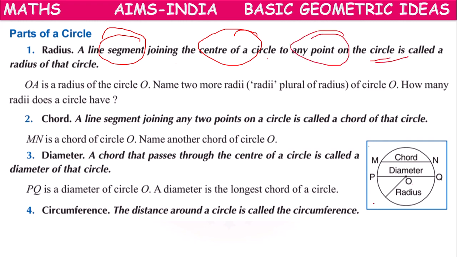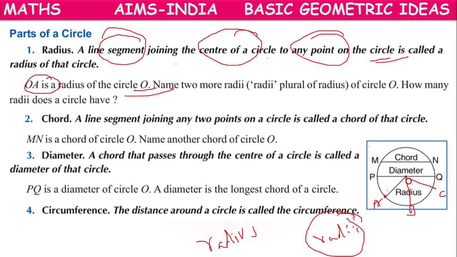If this point is A, then OA is a radius of the circle. Like this, OB is a radius, OC is a radius. Radius is a singular word; radii, R-A-D-I-I, is the plural. How many radii can we draw? Infinite, unlimited. An infinite number of radii can be drawn.